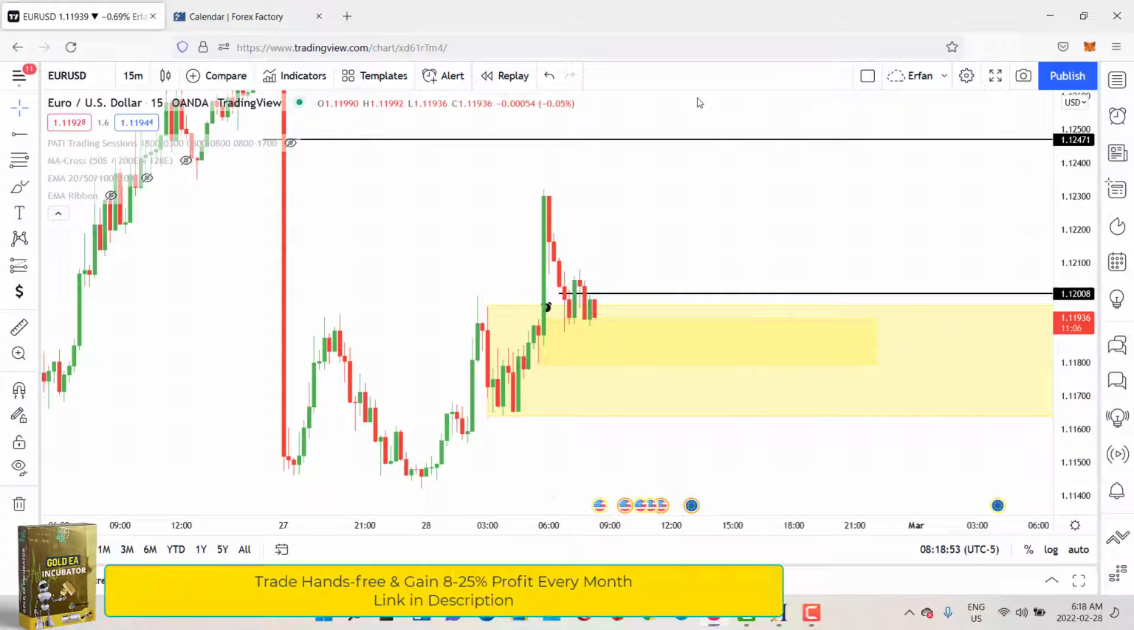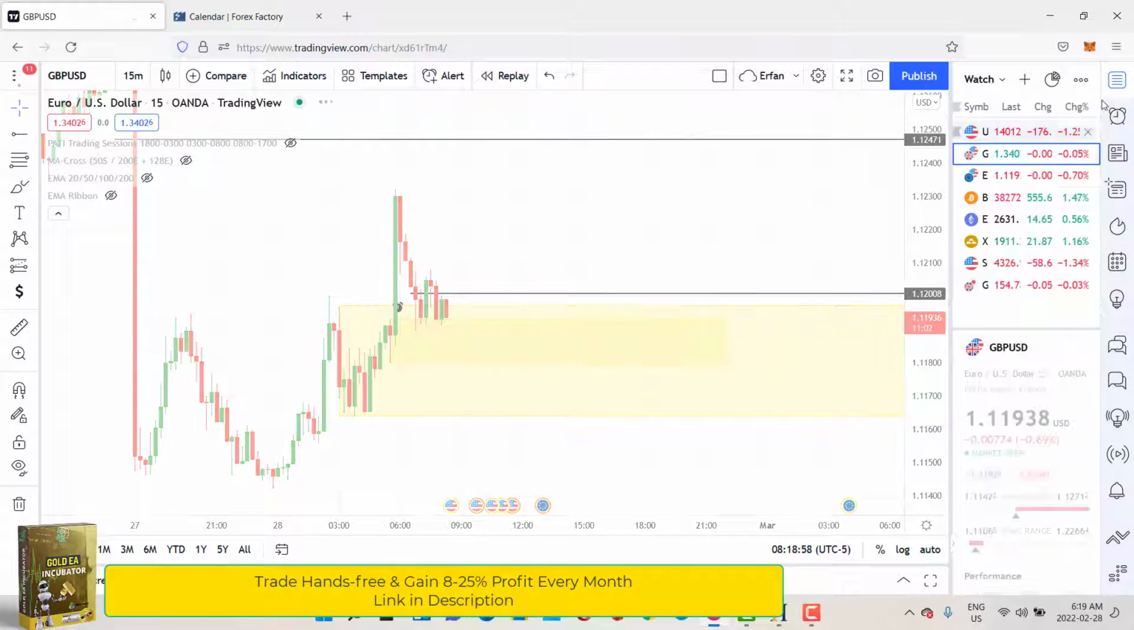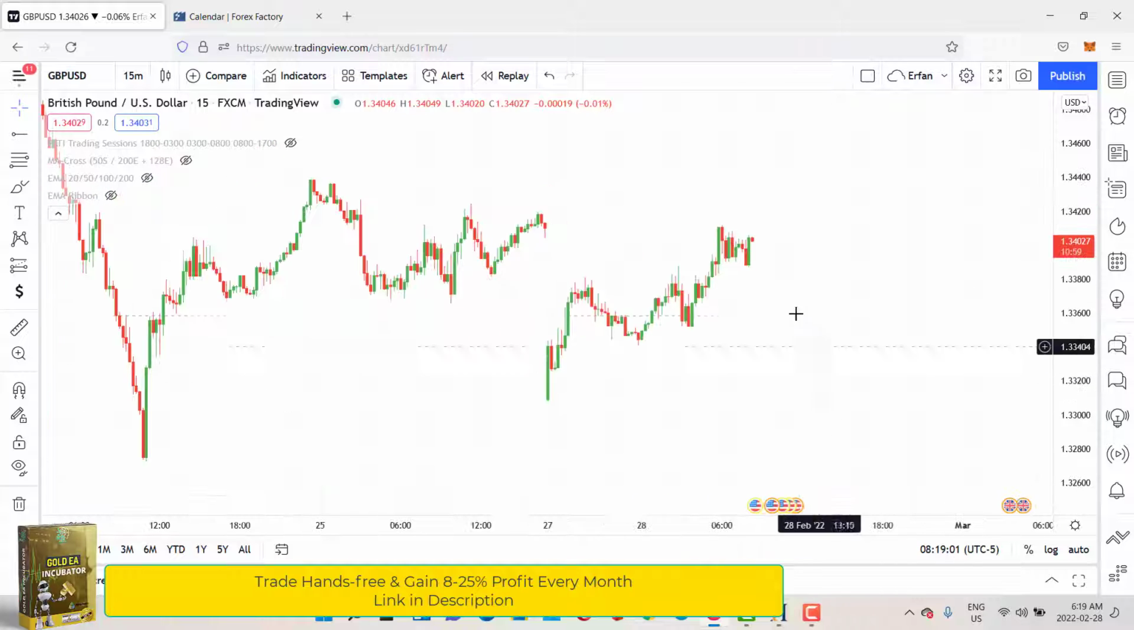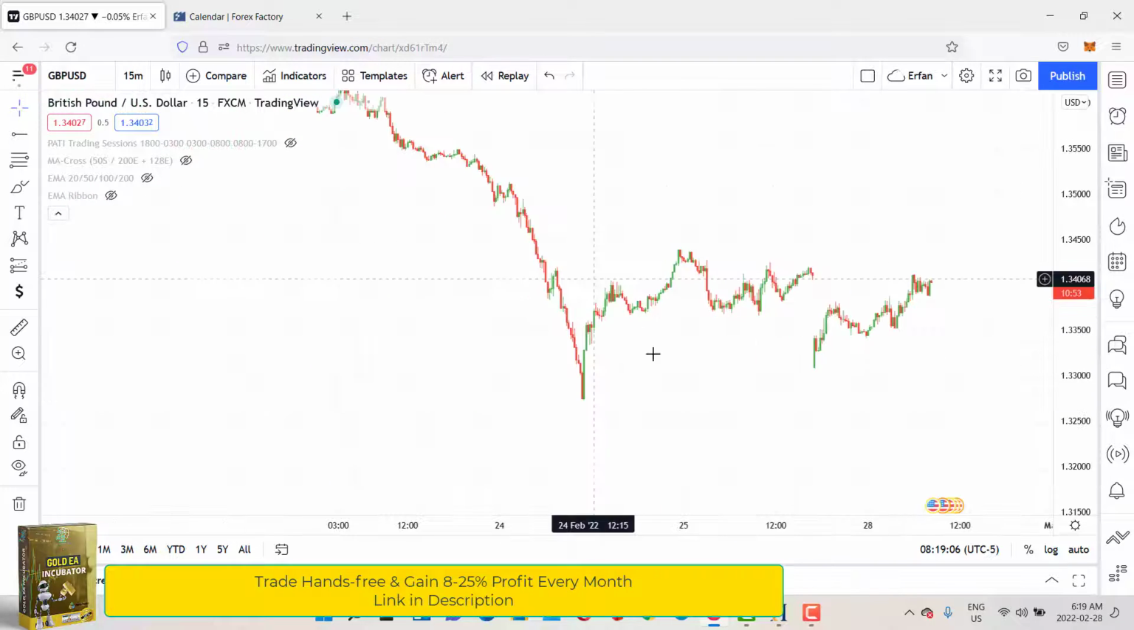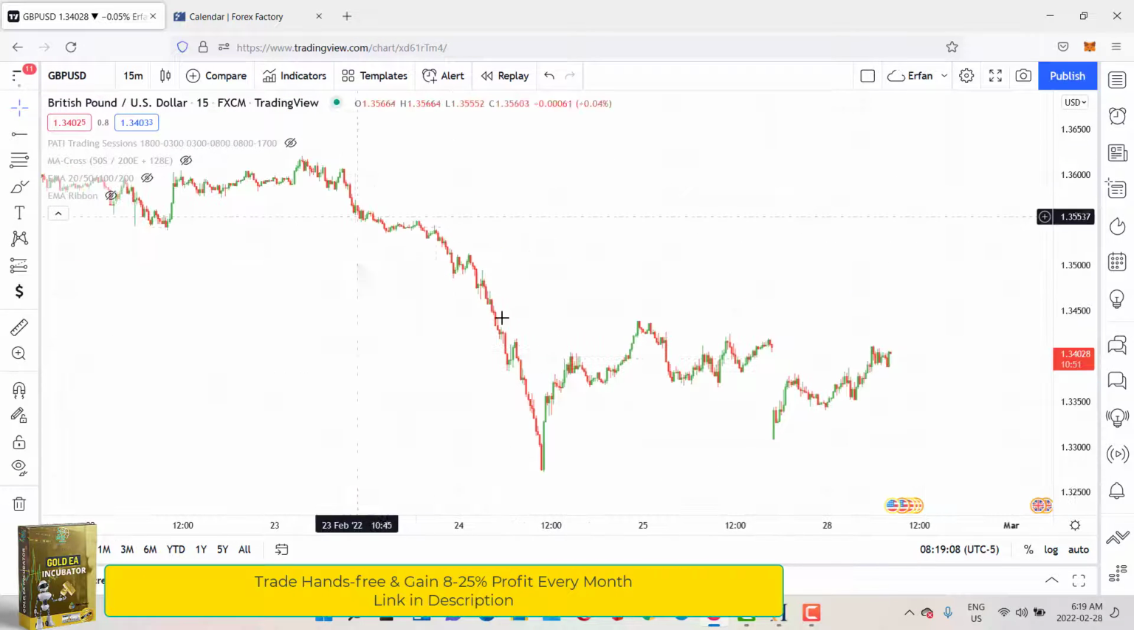Let's go to GBPUSD to see if we have any potential trade for GBPUSD, which is going to be an interesting one. It's almost the same as EURUSD. We have this huge gap here. Look at this, guys. And a 15-minute time frame. Look at this drop, huge drop.